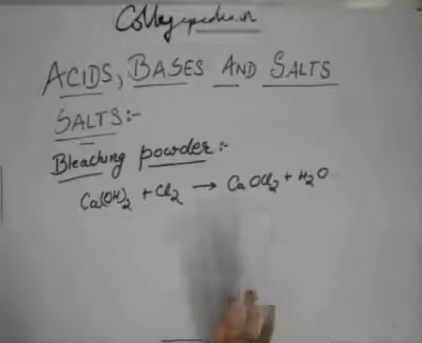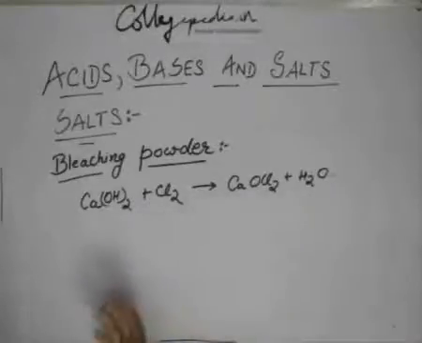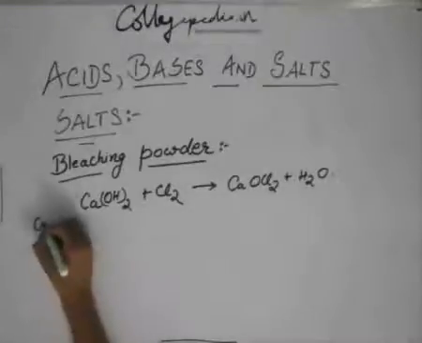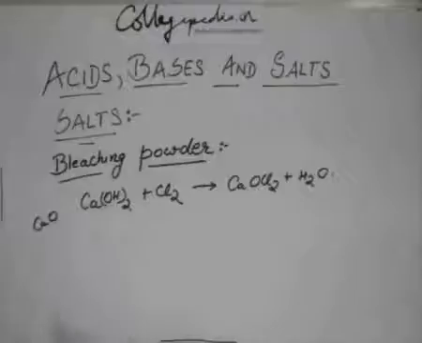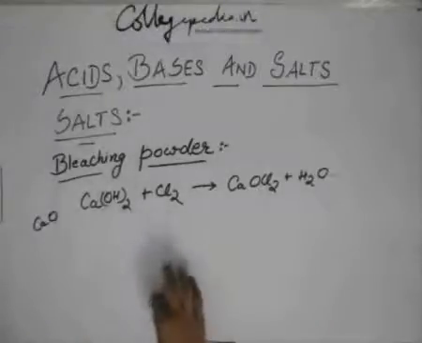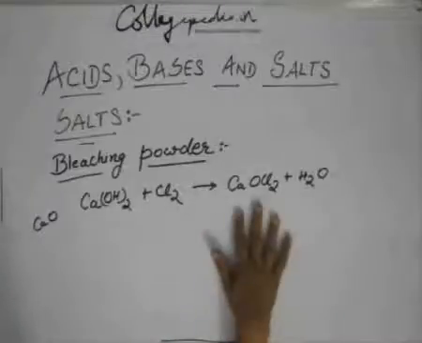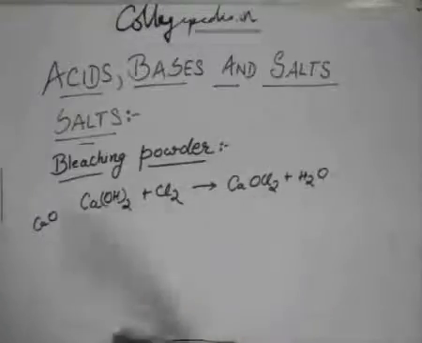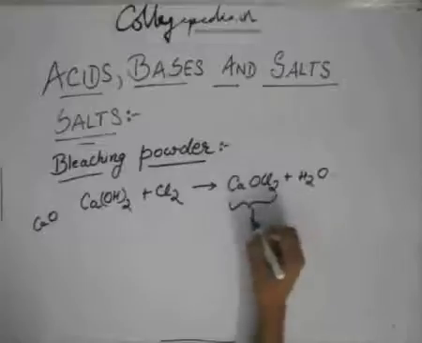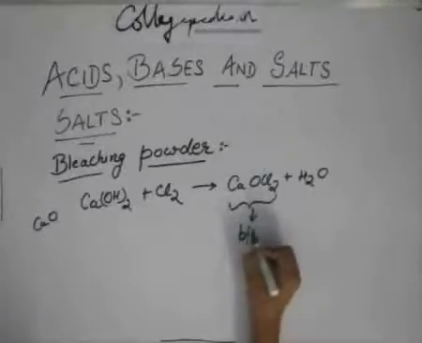Now you have slaked lime, which is calcium hydroxide. Calcium hydroxide is slaked lime and calcium oxide is called quicklime. So you have this slaked lime, you pass chlorine gas through it, and then you get this product CaOCl2, and this is your bleaching powder.